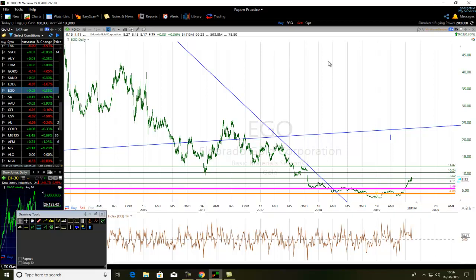The financial instrument that we are analyzing today is Eldorado Gold Corporation.